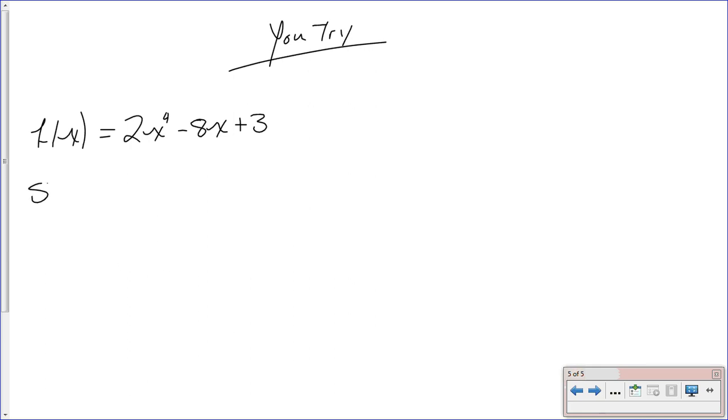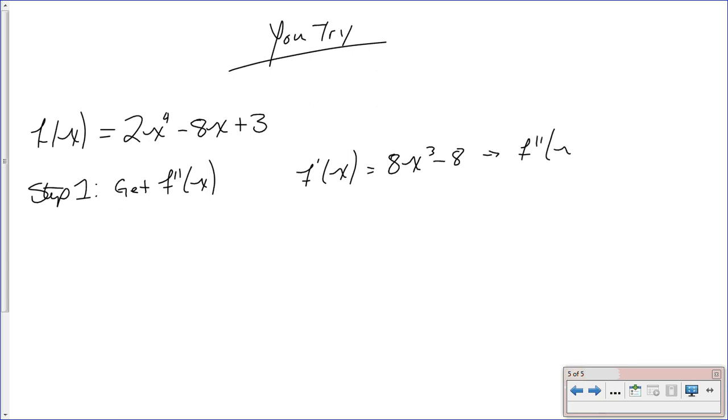So step 1. We had to get f double prime. f prime of x equals, drop the 4 down, 8x cubed minus 8. And then take that and turn it into f double prime, which equals 8 times 3, which is 24, x squared. So there's our double prime.